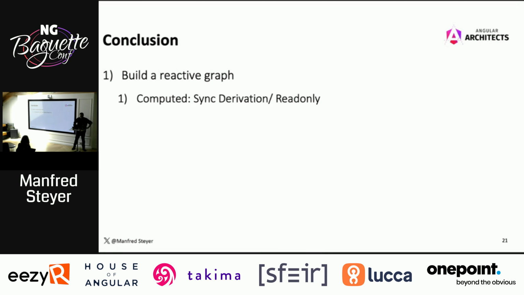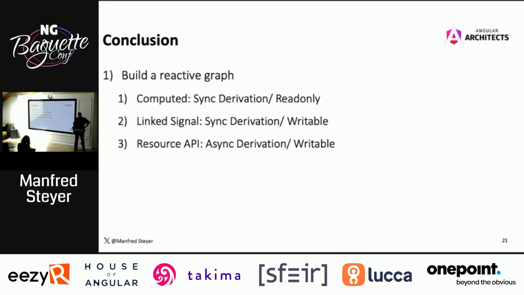And usually, you can build a graph with computed if you want to derive data in a synchronous way. With the linked signal, if you want to derive it also in a synchronous way, but this gives you writable data, data with a working copy. And the resource API can be used to derive data in an asynchronous way. Fetching data from the backend is the best example, if you ask me. And by the way, the value in there is writable. You get a local working copy for CRUD scenarios, for instance. So you need to build your reactive graph with those 3 elements.